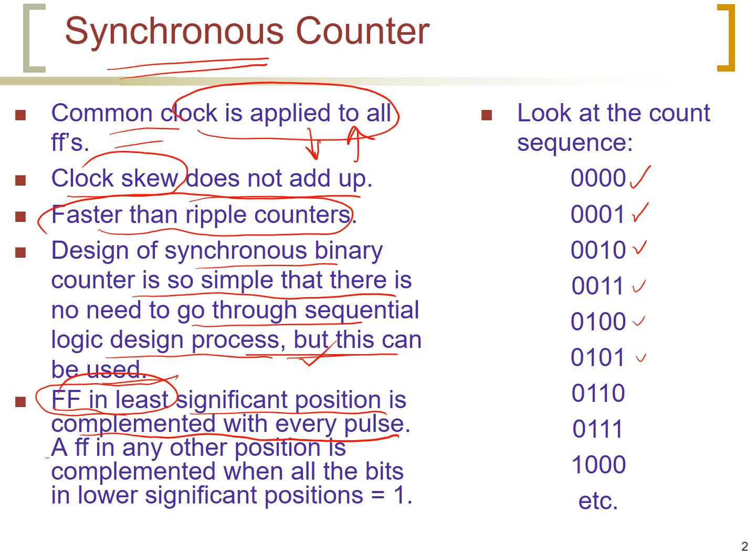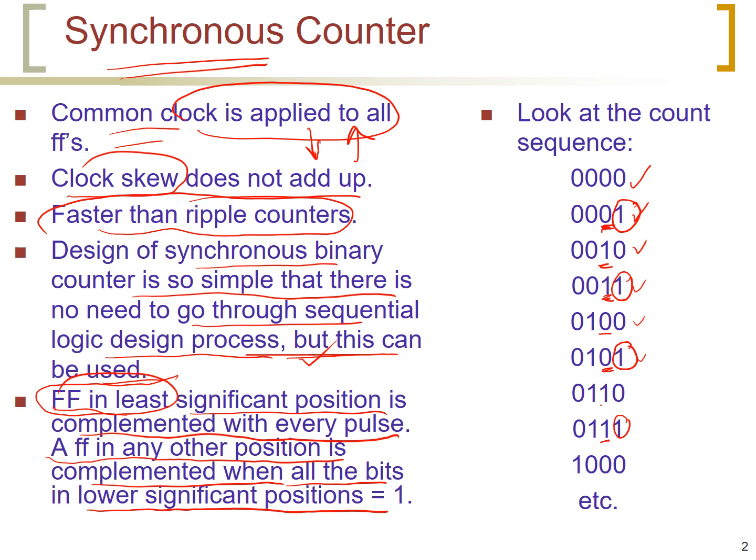However, a flip-flop in any other position is complemented when all the bits in the lower significant positions are equal to 1. Again, let us look at the count sequence. When this bit is 1, the second bit is complemented, so it goes from 0 to 1. Same thing here. When this bit is 1, this bit is complemented, which means it goes from 1 to 0. Again, when this bit is 1, this is complemented, goes 0 to 1, and so on. So that's for the second bit.